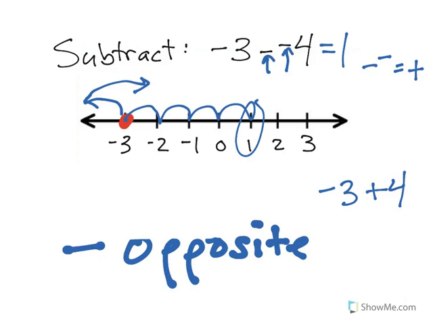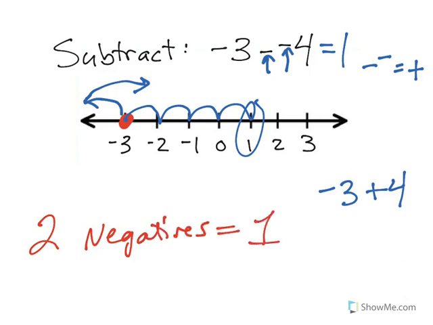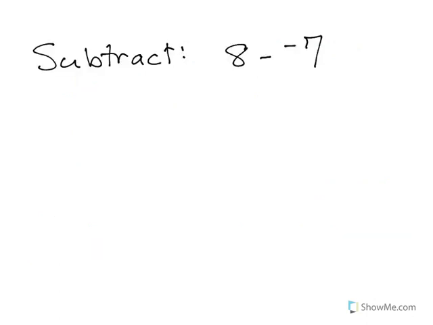So that is one thing to very much note, is that 2 negatives equal 1 positive. So if you see 2 negatives right next to each other, because the idea is you would go left and then the opposite is to go right, it means we end up going to the right, which means it's positive. So 2 negatives equals a positive.